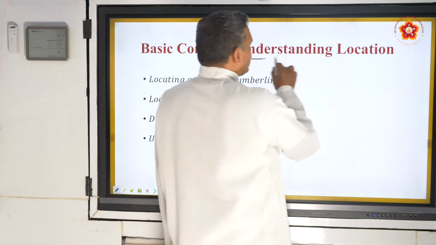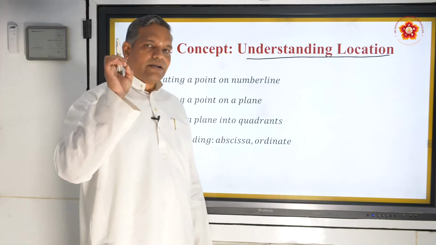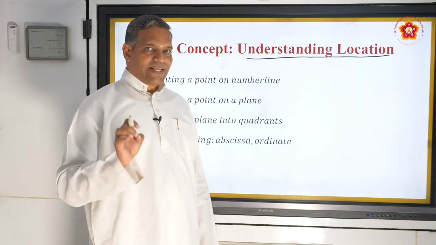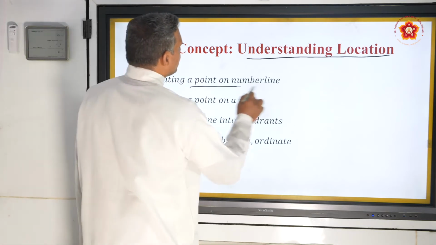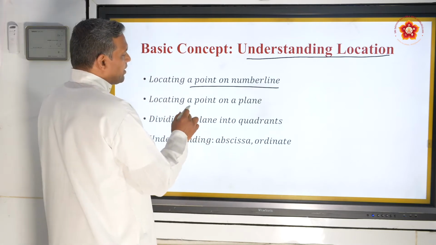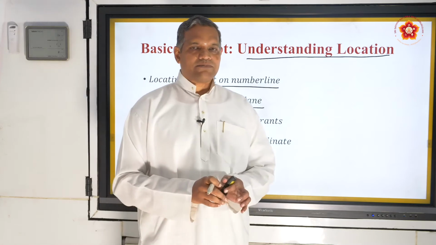So understanding location means, as I already said, that you are precisely looking at a part of a place where you wanted to reach. Then, locating a point on a number line and locating a point on a plane. What is a plane? Let's discuss a little about the plane.